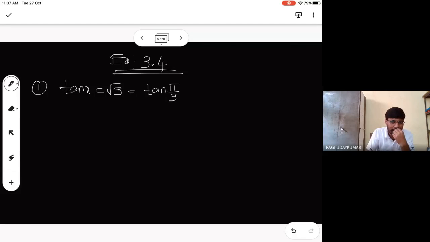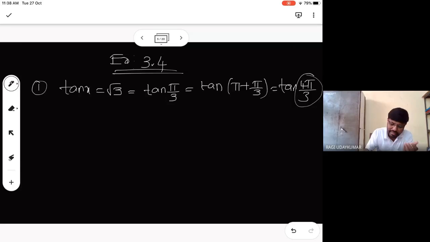Tan pi by 3 value is √3 only, isn't it? Then you know, this can also be written as tan(pi plus pi by 3), which is nothing but tan 4 pi by 3. So pi by 3 and 4 pi by 3 both lie between 0 and 2 pi. 4 pi by 3 is nothing but 240 degrees, which lies between 0 and 2 pi.